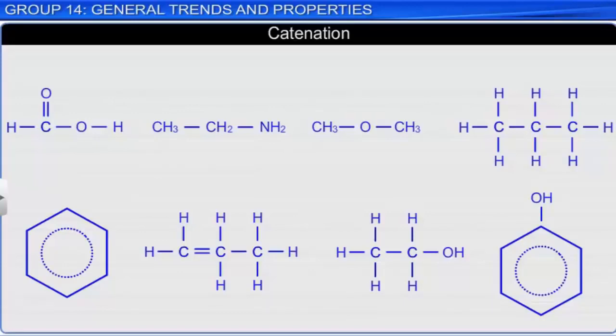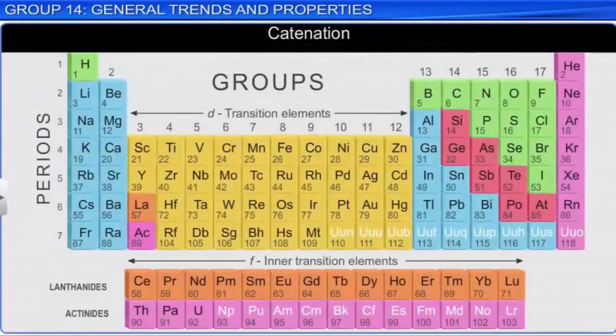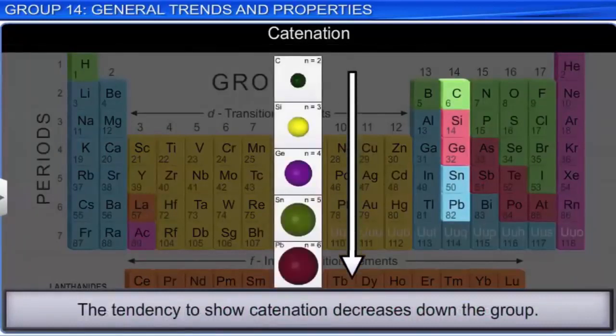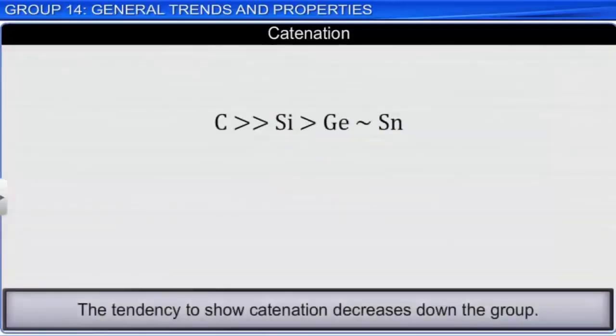The tendency to show catenation decreases down the group. Silicon shows less ability for catenation than carbon, followed by germanium and tin. Lead does not exhibit any catenation.